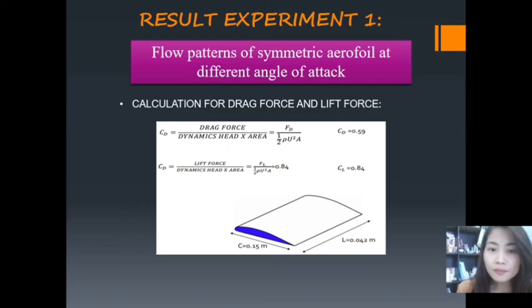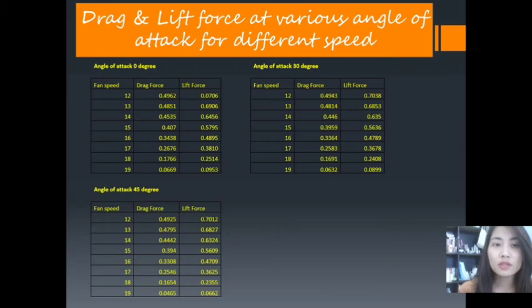the dynamic head is multiplied by the area and then by the CD of 0.59, which gets us the drag force value. Meanwhile, for the lift force, it is provided that CL is equal to 0.84, so we repeat the same step and we will get the lift force value. So this is the result for the drag and lift force at various angles of attack for different speeds.